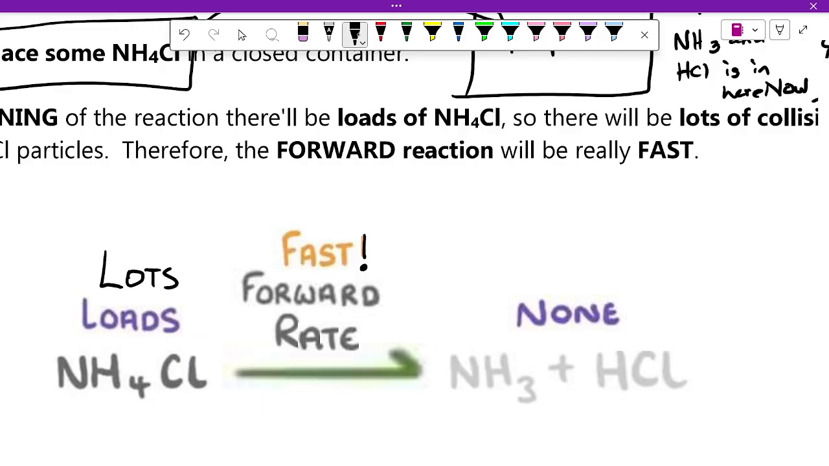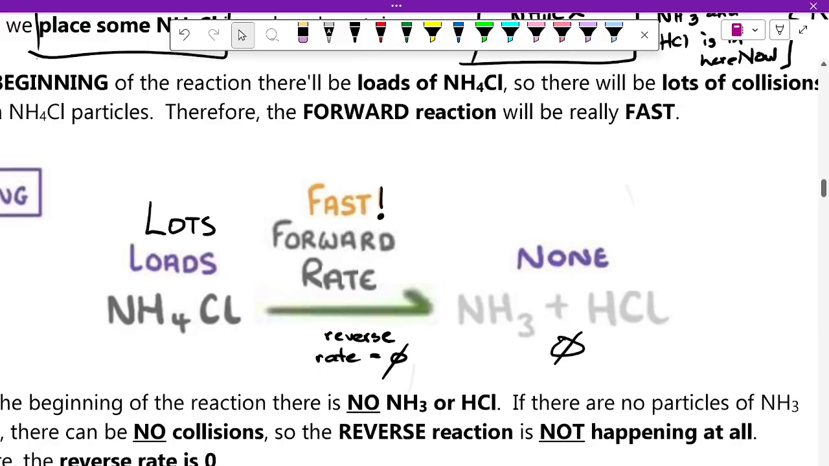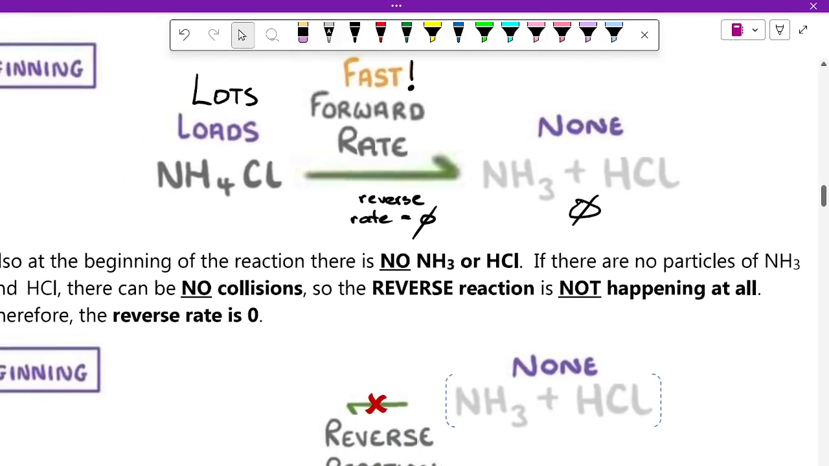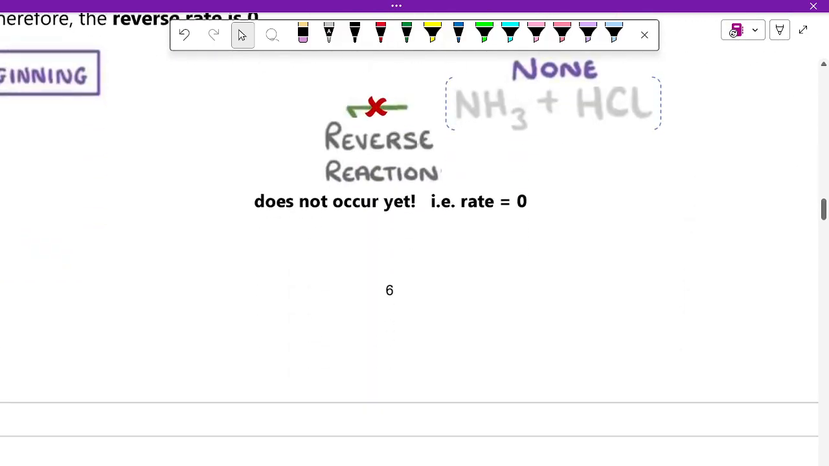What can you say about the reverse rate? Remember, we have none of this. So what's our reverse rate like? There is no reverse rate. Well, or reverse rate is equal to 0, I should say. That's more official. There we go. Reverse rate equals 0 because we don't have any of our product yet. None. That doesn't happen. 0.